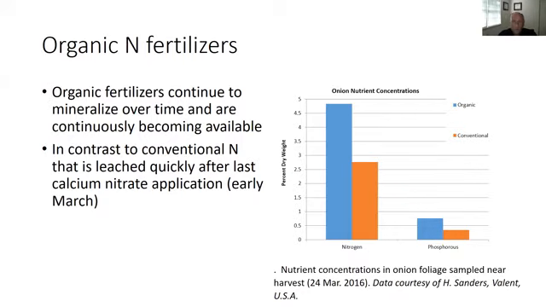These foliar samples were taken in late March, so pretty late in the season, right before tops down, a couple weeks or so. What was interesting was that he saw that the organic onions had a considerably greater amount of nitrogen in the foliage than the conventional ones. And we were kind of surprised. We're like, in these organic systems, nitrogen's not supposed to be as available.